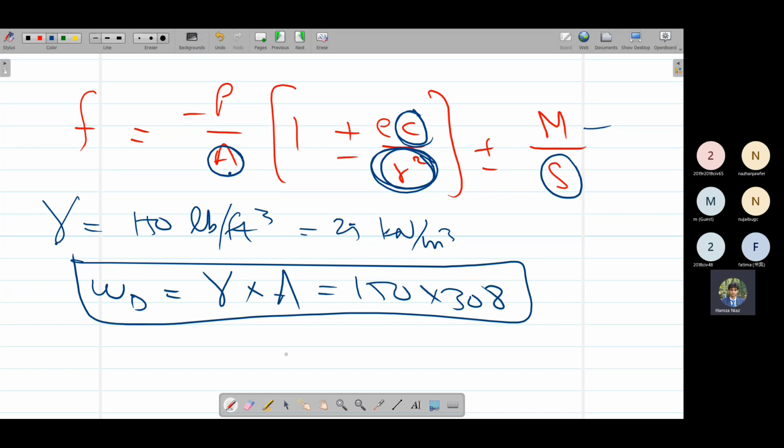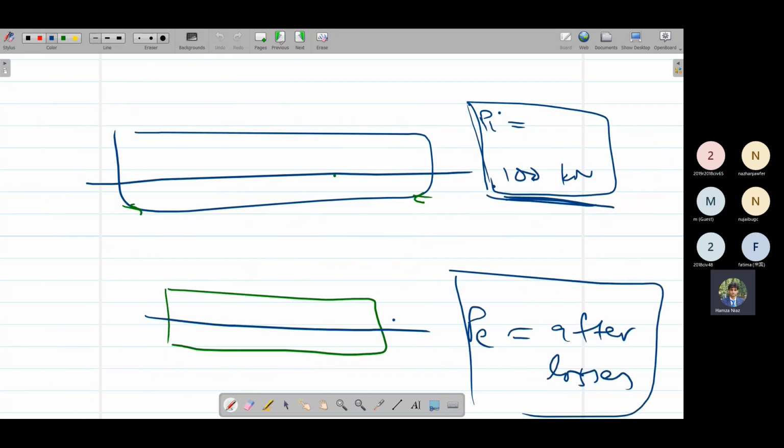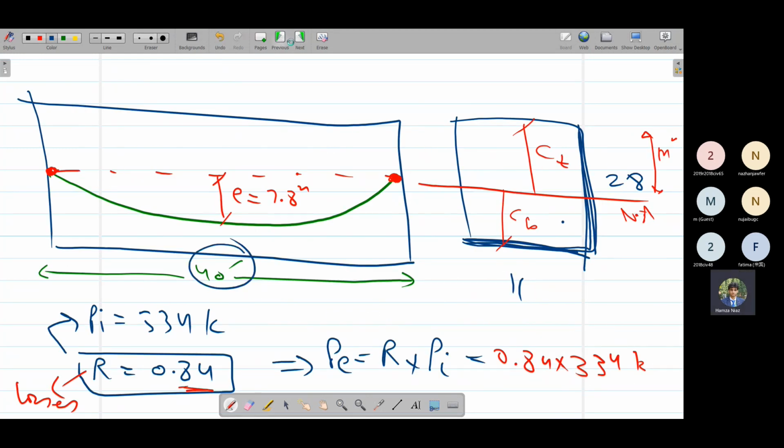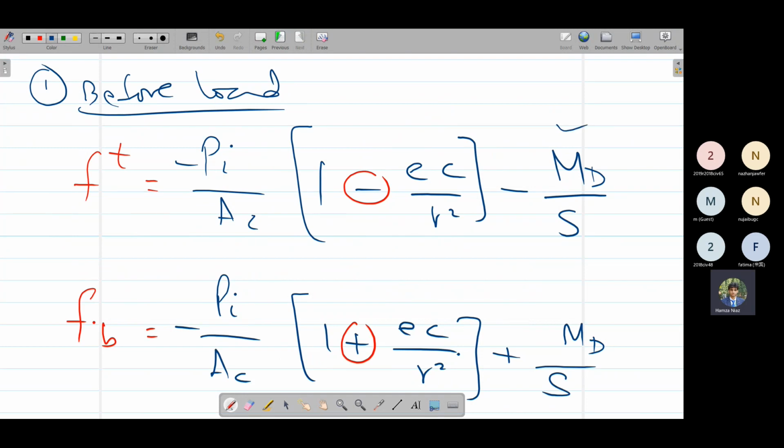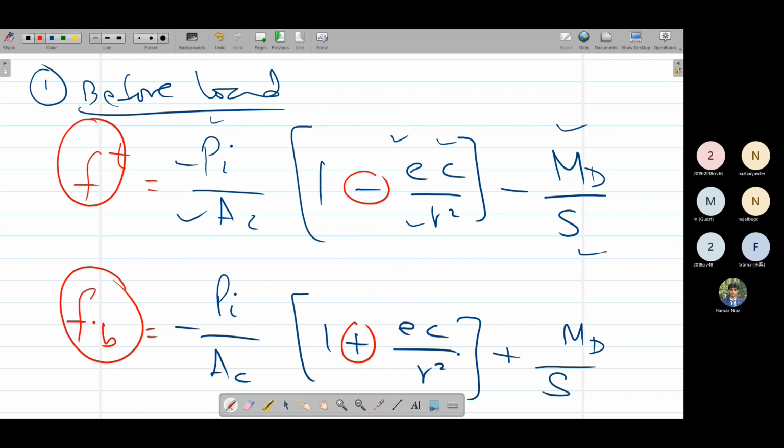So for this moment, we can calculate omega L square over 8. Simply multiply W_D with the square of the span, which was 40 feet, and divide by 8. So we'll get the dead moment. After plugging in the values, we know M_D, we know S, e c, r square, and P_i and A_c. If we plug in the values, we can calculate stress at the top and stress at the bottom. This is before the application of service load.